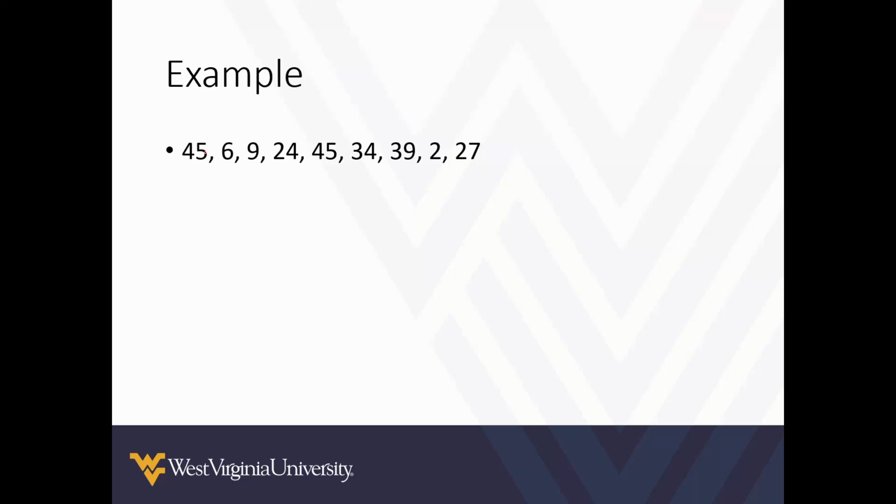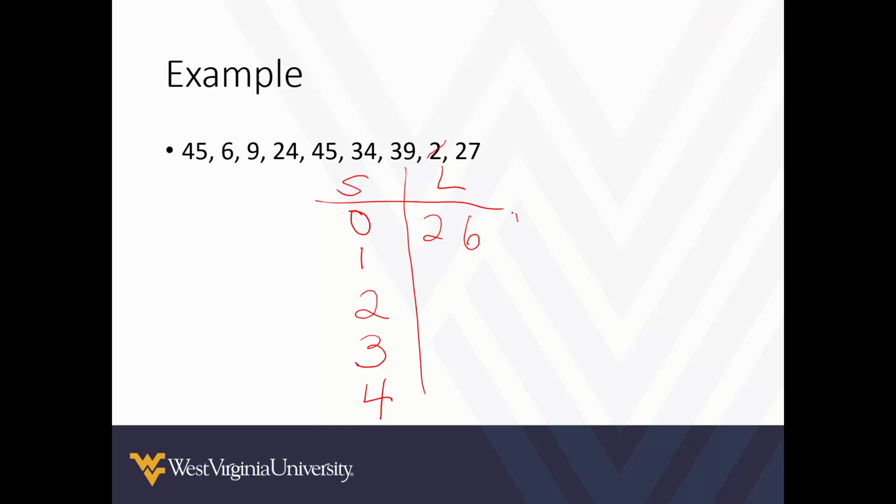So we have a data set that's 45, 6, 9, 24, 45, 34, 39, 2, and 27. And we want to make this into a stem and leaf plot. No problem. So 0, 1, 2, 3, and 4. So we have a 2, a 6, and a 9. Yes, we need to put these in order from least to greatest. We don't have any 1s or 10s, I should say.